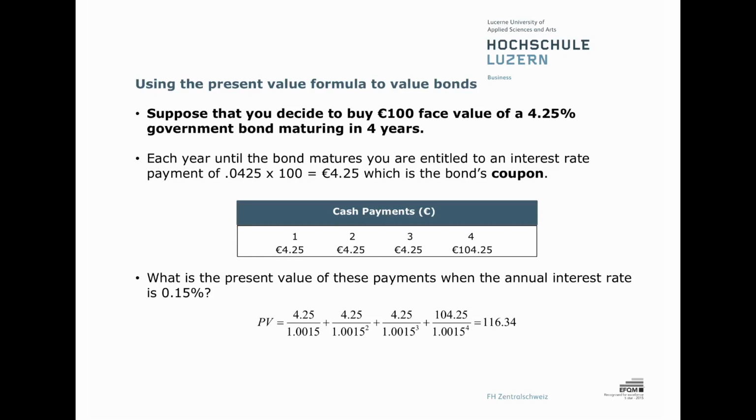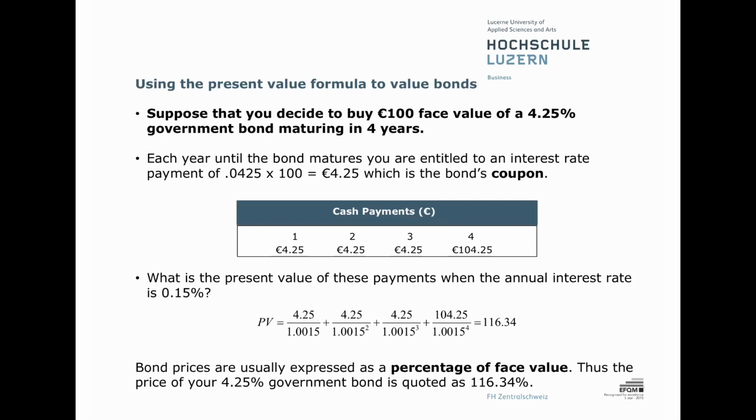The question we have to ask now is, what is the stream of cash flows worth today? To answer this question, we can apply the present value formula introduced in session 1.1 and assume that the annual interest rate is 0.15%. The present value of this stream of future cash flows turns out to be 116.34 euro.